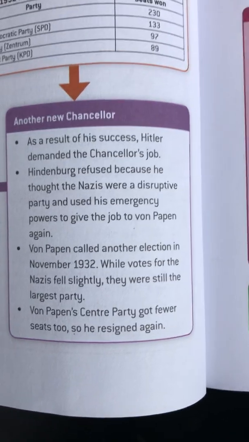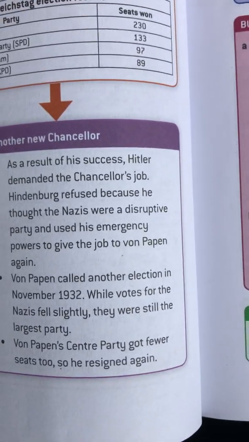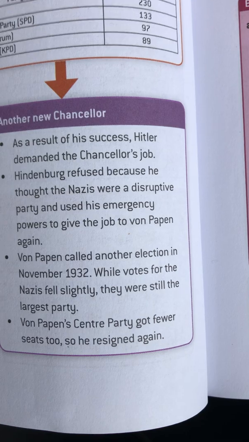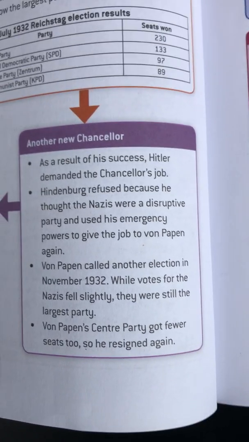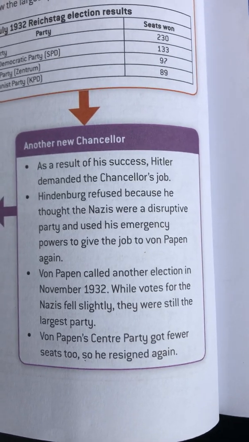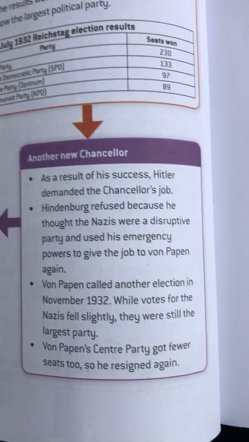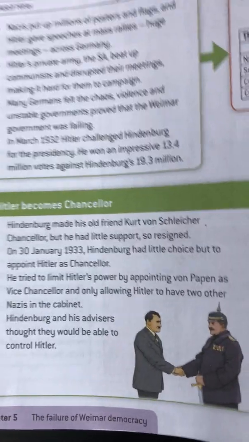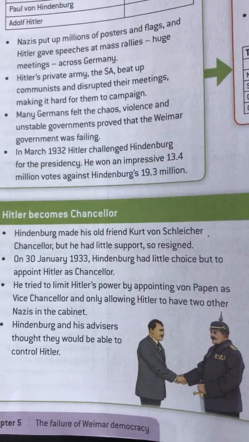However, von Papen, who was made Chancellor, called for an election. The Nazis' votes fell slightly. However, they were still the most popular party in Germany. And due to this, von Papen and President Hindenburg came up with a plan. They agreed that Hitler would be made the Chancellor.